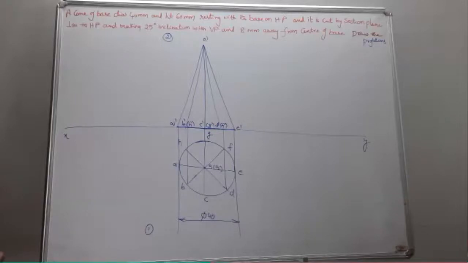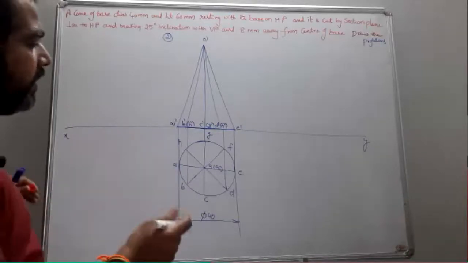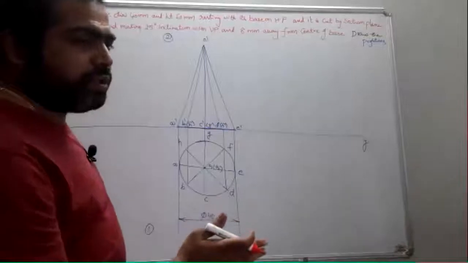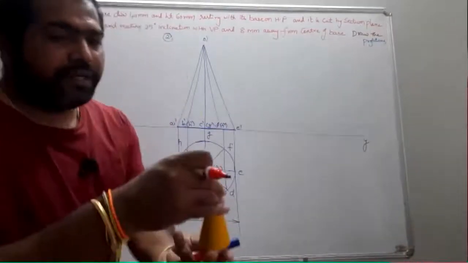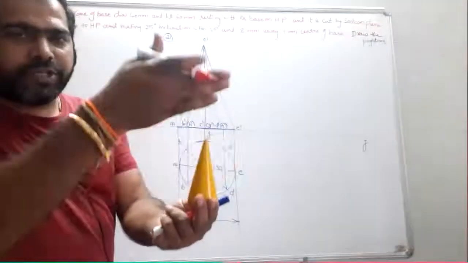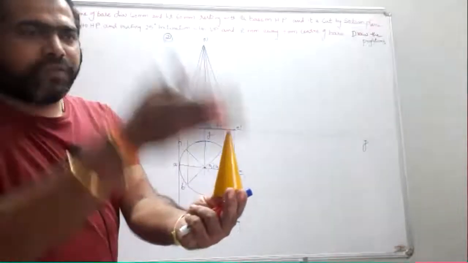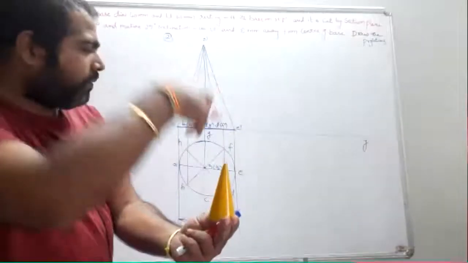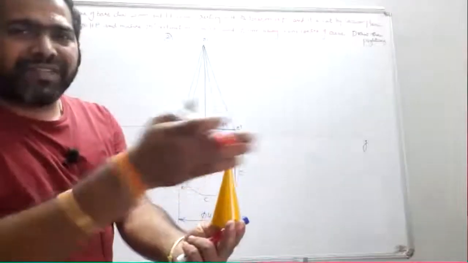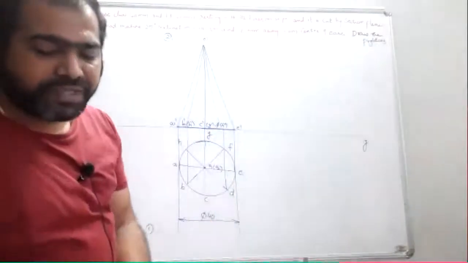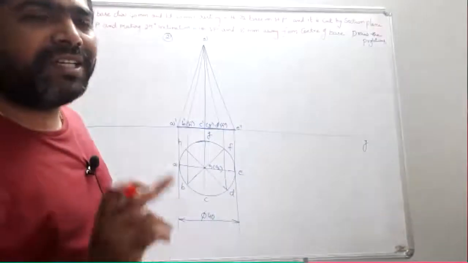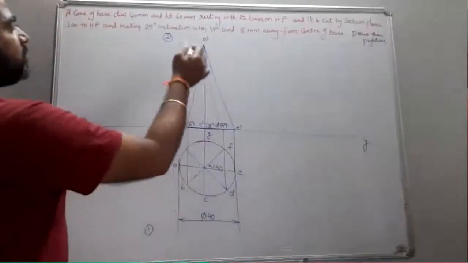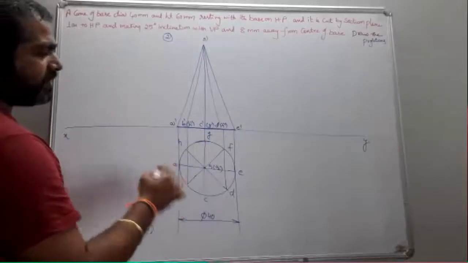Now let us take your cutting plane. Your cutting plane is perpendicular to HP and inclined to VP. So if it is cut like this, when you see from the top, in the top view you just see the trace of the cutting plane. That is, the line is going to be seen, which we call your horizontal trace HT. Okay, so where it is going to be passing, it is making 25 degrees inclination.